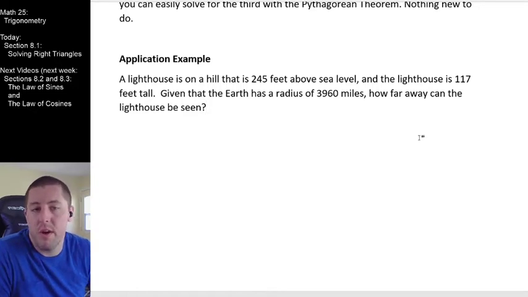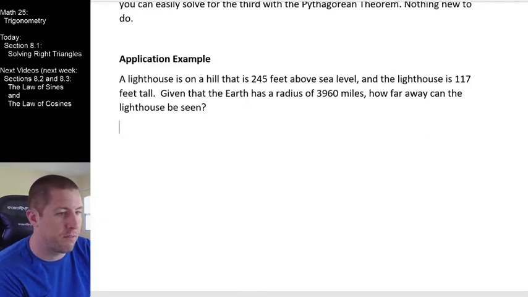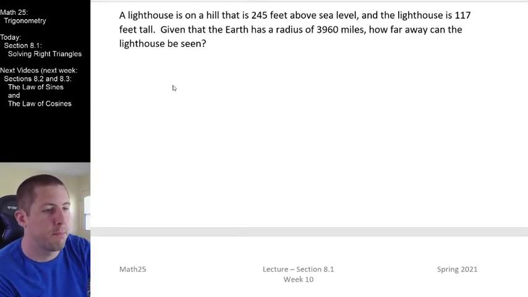What I want to know is this. Given that the Earth has a radius of 3,960 miles, I want to know how far away from the lighthouse it can be seen. So if you're a ship out on the water, from how many miles from shore will you be able to see that lighthouse's light? This is one of those problems where I cannot think about it if I don't draw a really good picture for myself. So I'm going to give myself a little more room, since I'm going to take up a whole bunch of room with a really good picture here.